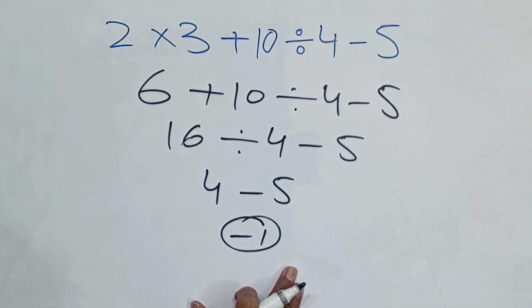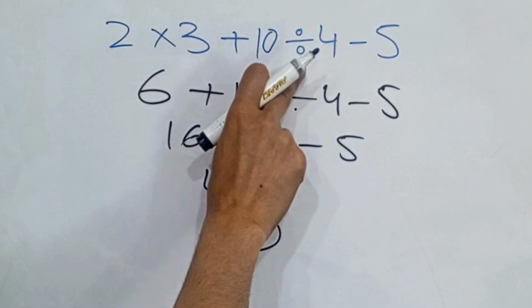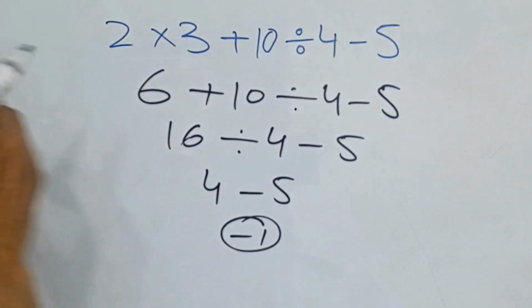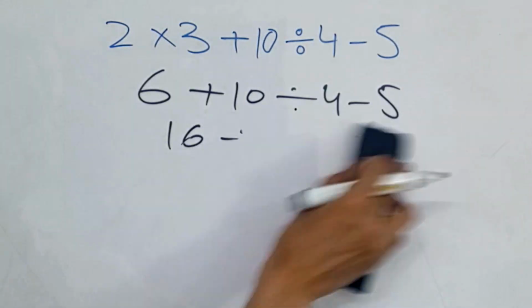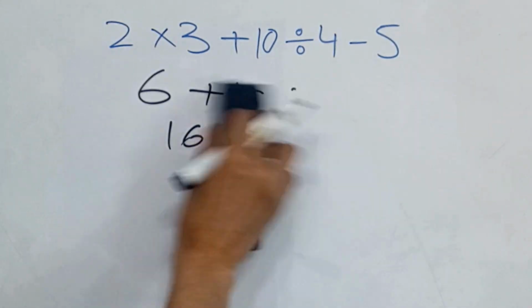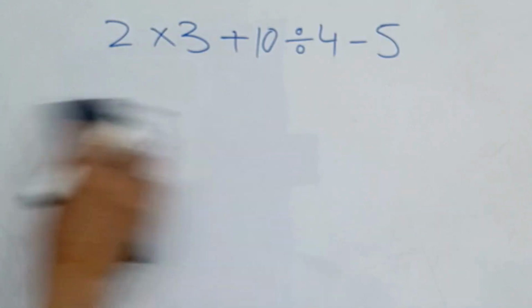But this is not correct, because multiplication and division must be done before addition and subtraction, and multiplication and division from left to right. So follow the order of operations. We use PEMDAS rule, guys.